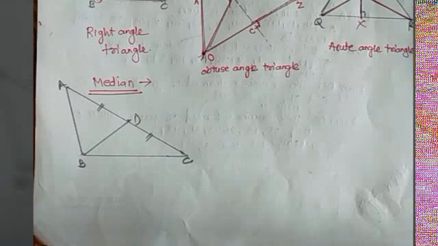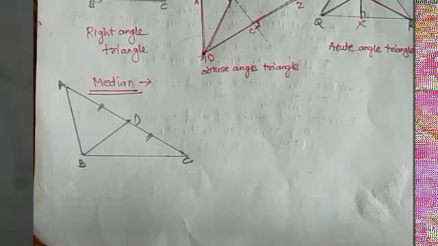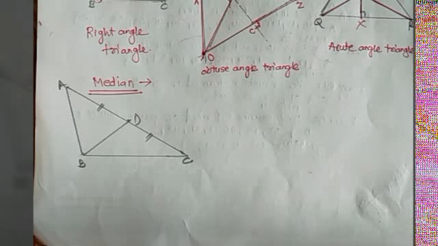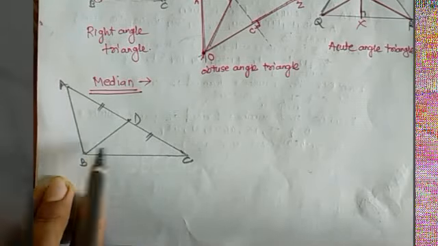Let's see the next point, median. The segment joining the vertex and the midpoint of the opposite side is called the median of a triangle. See here in this figure, this triangle ABC.